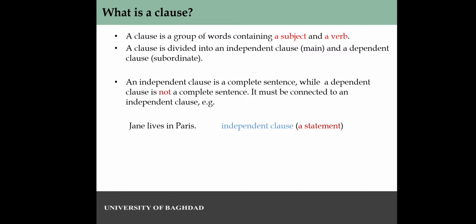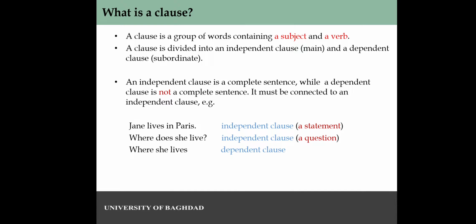For example, Jane lives in Paris. So this is an independent clause. It is a statement. The other one, where does she live? This is again an independent clause, but it is a question. So let's have a look at this sentence. Where she lives. This is a dependent clause, so it is not an independent clause. But how can we use it with an independent clause? Have a look. I know where she lives.